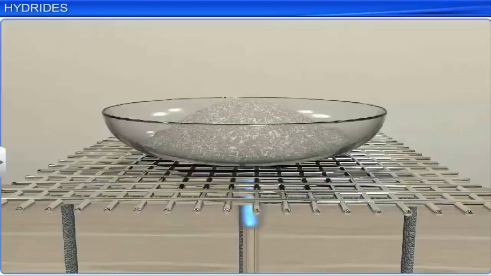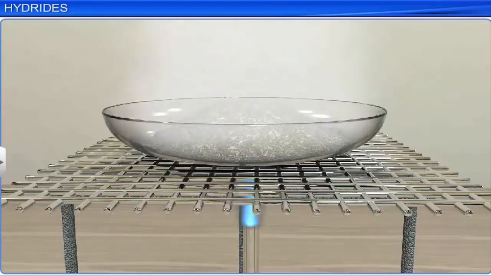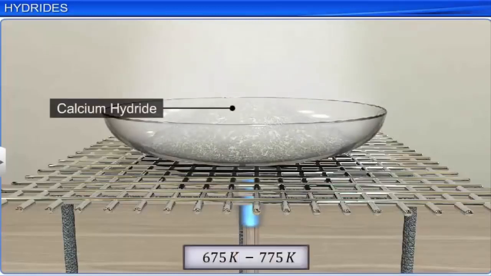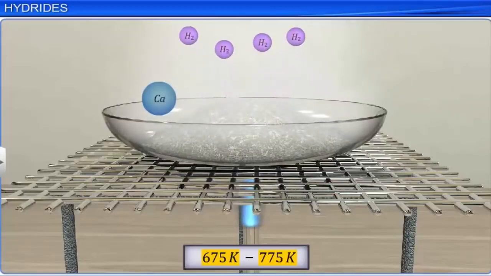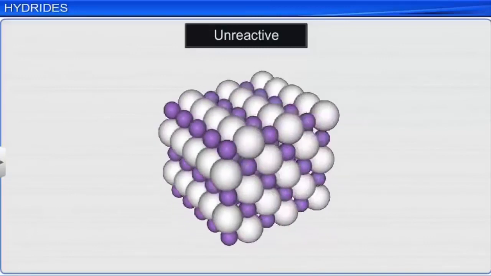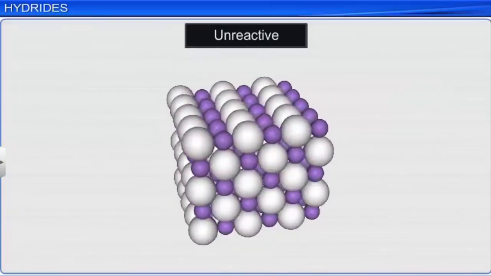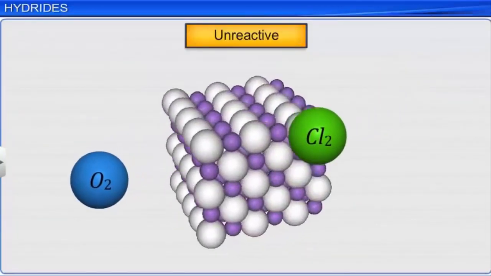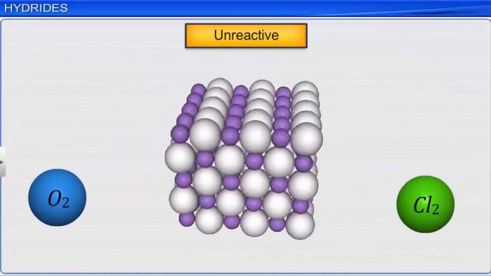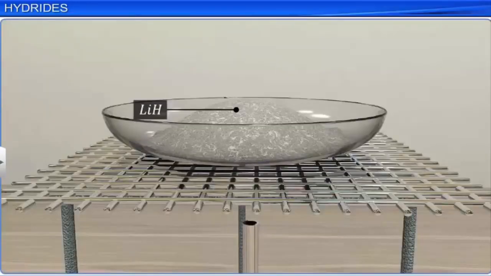Ionic hydrides decompose into highly inflammable dihydrogen and undergo combustion when strongly heated in air. For example, calcium hydride, when heated at 675 to 775 Kelvin, decomposes into calcium and dihydrogen. Unlike other ionic hydrides, lithium hydride is unreactive at moderate temperature with oxygen and chlorine gas, and is used in the synthesis of other useful hydrides such as lithium aluminium hydride and lithium borohydride.